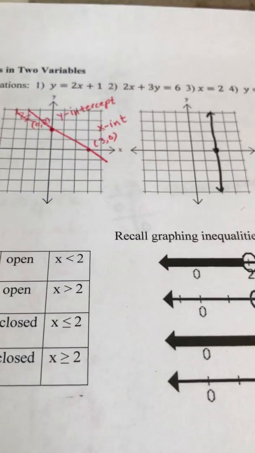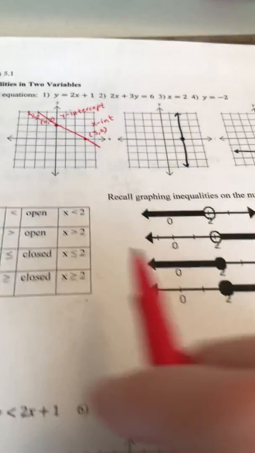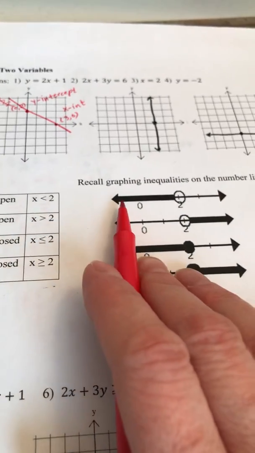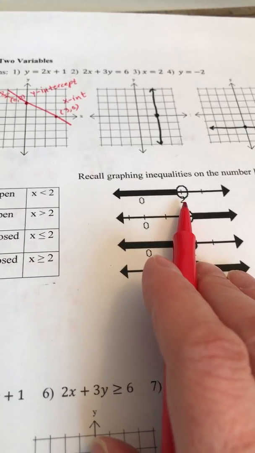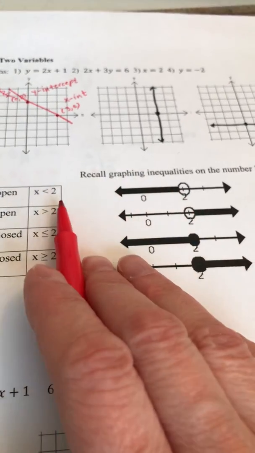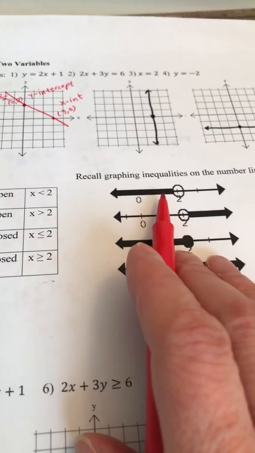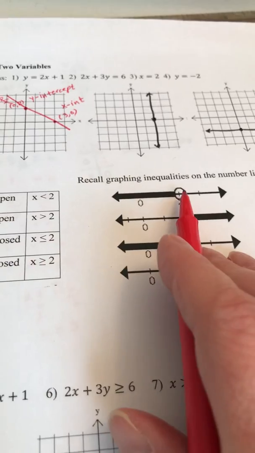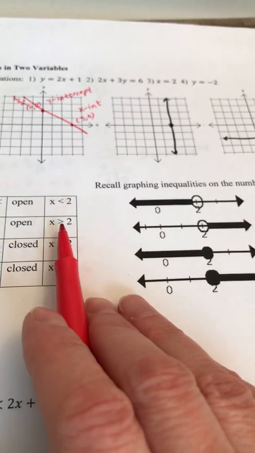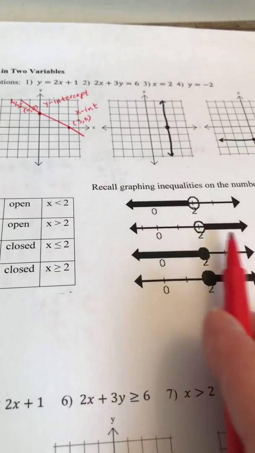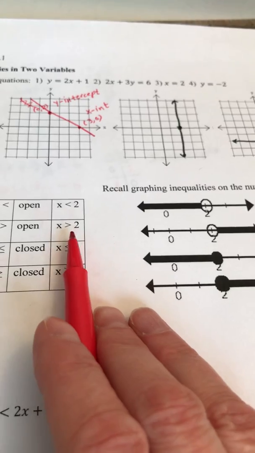Over here, I want you to recall graphing inequalities. This first one was x is less than 2. So you draw a number line and look at 2. It's right here, and this is saying x is less than 2. So everything to the left of 2 is shaded. It doesn't say equals 2, so it's open. That's why I have the word open here. X is greater than 2 is going to be shaded to the right, and it's open because it doesn't have an equal.